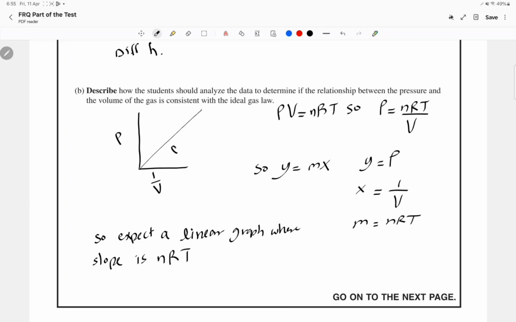Good, so the slope here is equal to nRT. Okay, very good.